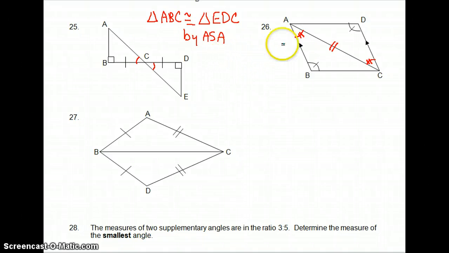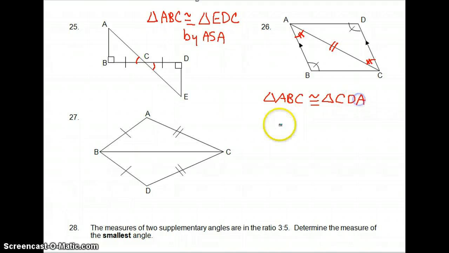Well, if I do this one alphabetical, triangle ABC is congruent to, let's see, we're going 2, 1, 0. So 2, 1, 0 this way would be CDA. Triangle CDA, and the rule is angle, side, angle.